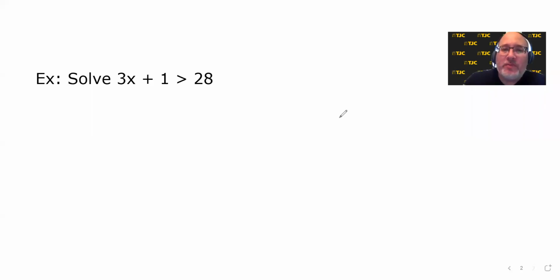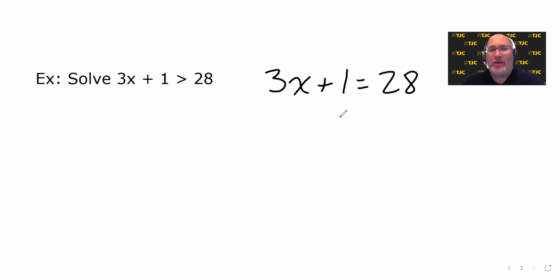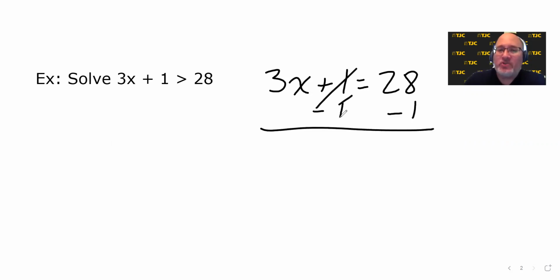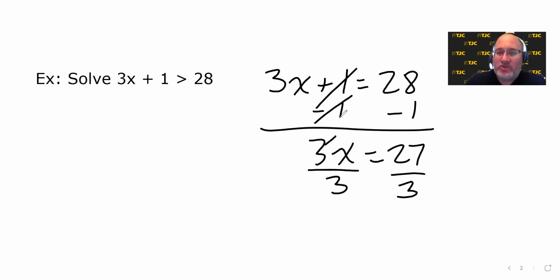If we were to solve something like 3x plus 1 equals 28, by now we know the moves to do that. We would subtract 1 from both sides, cancel the 1s, leave 3x equals 27, and then divide both sides by 3 so that we can cancel the times 3 and isolate the x. 27 divided by 3 is 9.